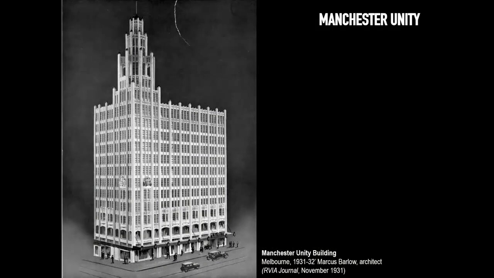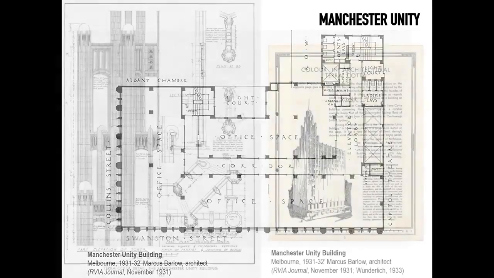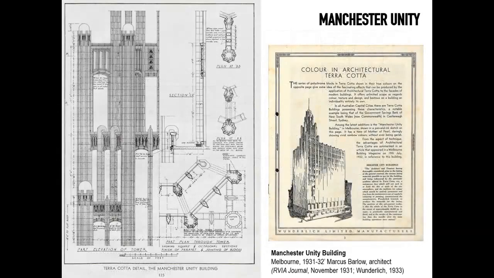A building a bit more daring than Sydney when it comes to height, but again reminiscent of the Chicago Tribune, particularly in the treatment of the corner tower with this sort of flying buttresses and neo-Gothic Art Deco style of the time. But more importantly, the Manchester Unity is another example of steel frame construction and terracotta, using Wunderlich products, in fact, and the company didn't miss the chance to advertise the fact that they were supplying terracotta for this new landmark for the city of Melbourne.